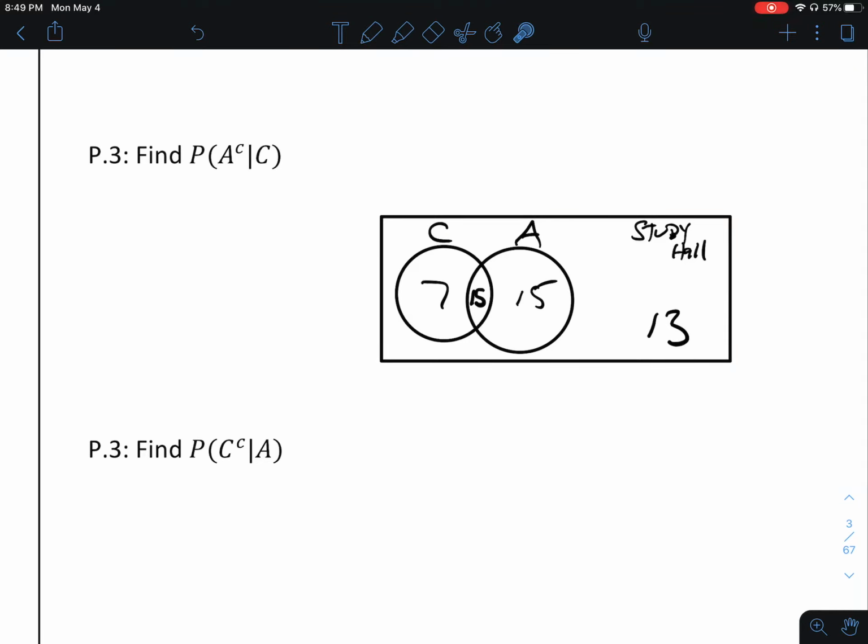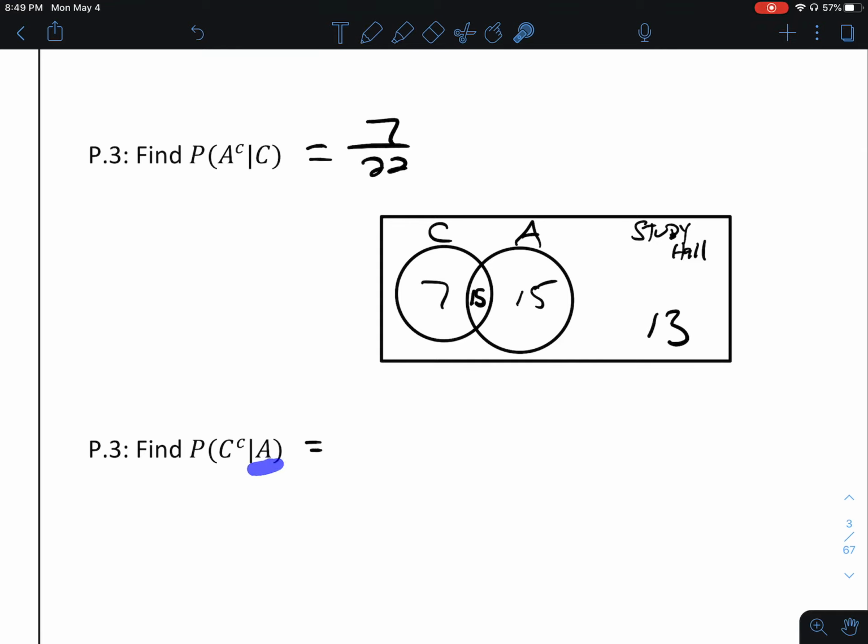Over yonder, we got computer class, art class. Given that someone took a computer class, that would be 22 people, 7 and 15. What's the probability that the person didn't take art? So that's what this means, complement of art. That would be 7. 7 out of 22.